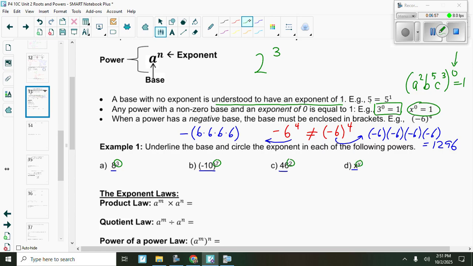Here, the exponent is y. It's okay if it's a variable. This one, the whole base is -10.